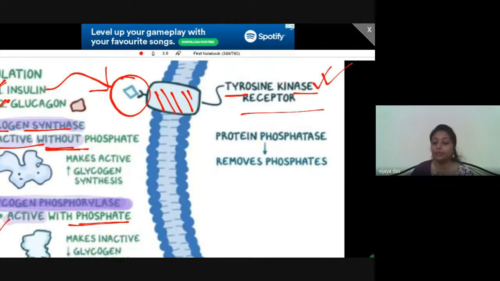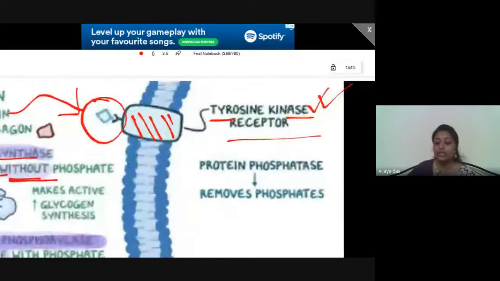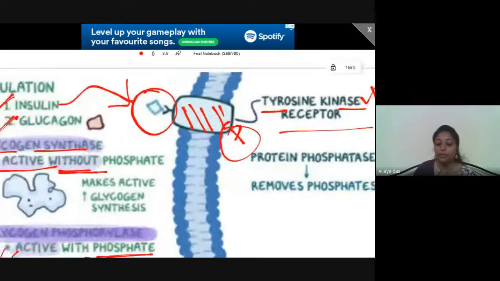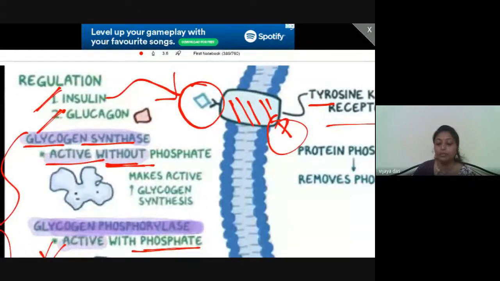So what happened is that whenever insulin binds to this receptor, that is the tyrosine kinase receptor, this receptor will need a phosphate. It will take up a phosphate. And from where does it take up the phosphate? It takes up the phosphate by removing it from the enzyme.